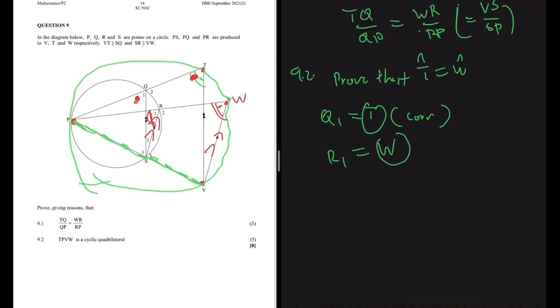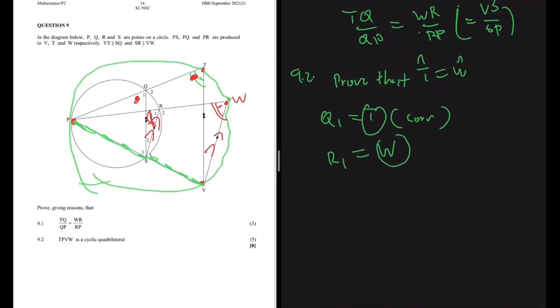So we have to find a way to relate Q1 and R1, right? If we can prove that Q1 and R1 are equal to each other, then T is equal to W. So how can Q1 be equal to R1? Let's look at our diagram. So we have Q1 here, and we say that it must be equal to R1, right?